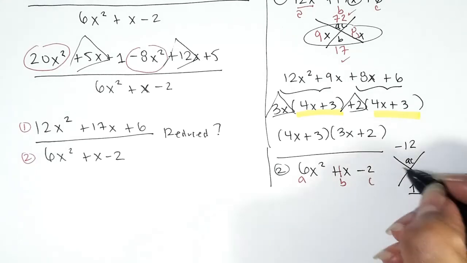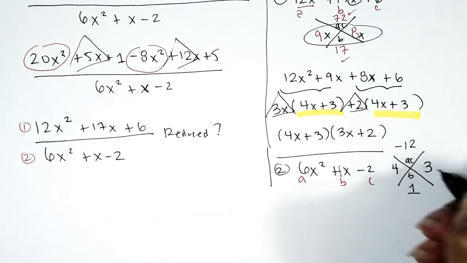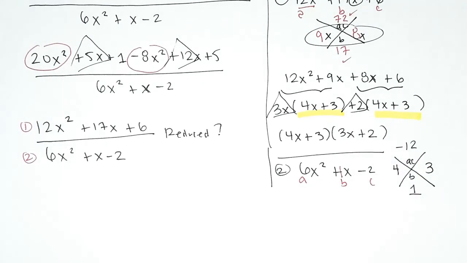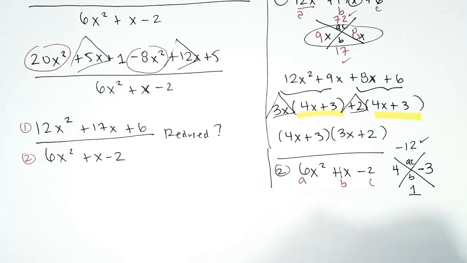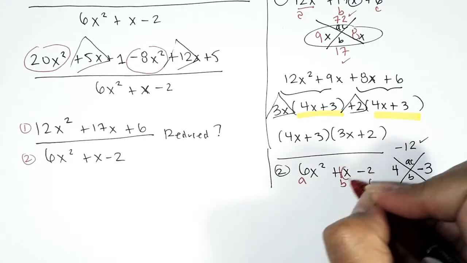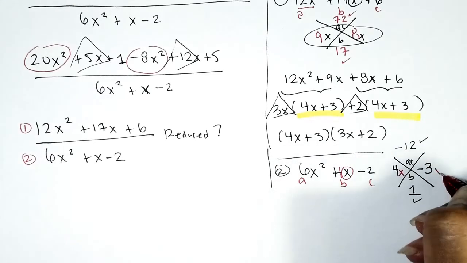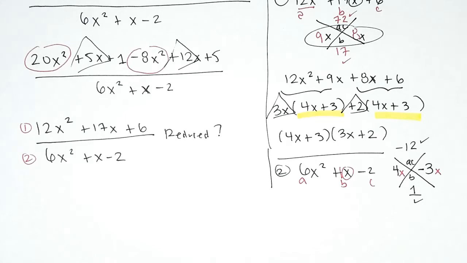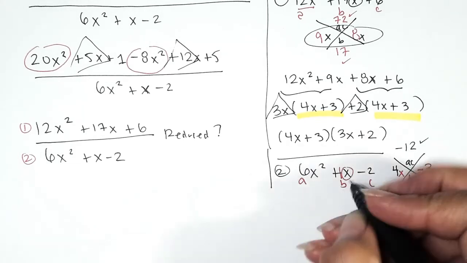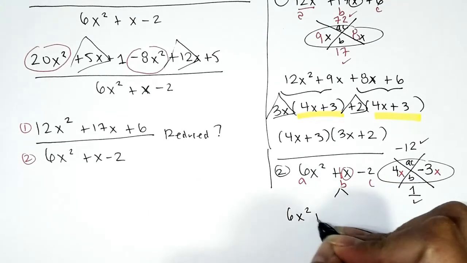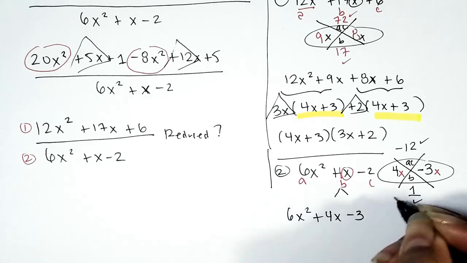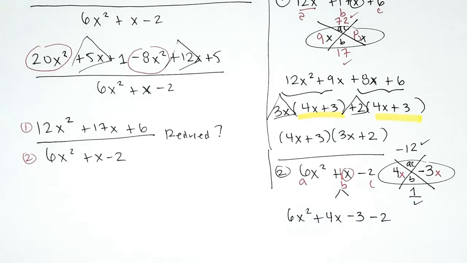In this case, I believe 4 and 3 is the winner. The sum should be positive, so the larger factor should be positive. Let's check it. Product is negative 12, sum is 1, so we're good. Let's go ahead and split that middle term. Remember, we always use the variable part of the middle term because we're trying to split the middle term, not the first term. That will leave us with 6x squared plus 4x minus 3, and we bring down the rest of the problem, minus 2.